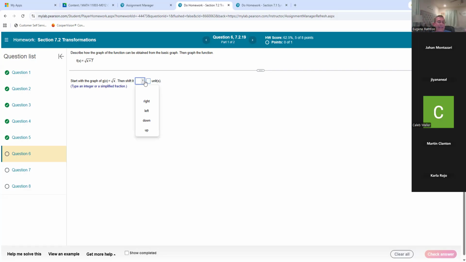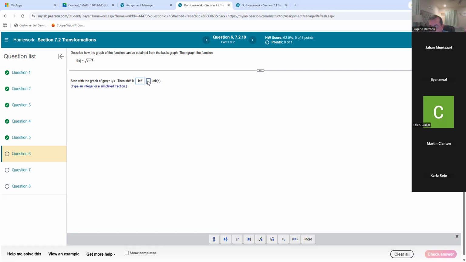So by adding 7 inside the radical, or the square root, y'all might call it, by adding 7, that's going to make me go left. Because that's like it's inside parentheses, okay? It's sort of understood. Now, that would go left 7 units. So y'all check that.